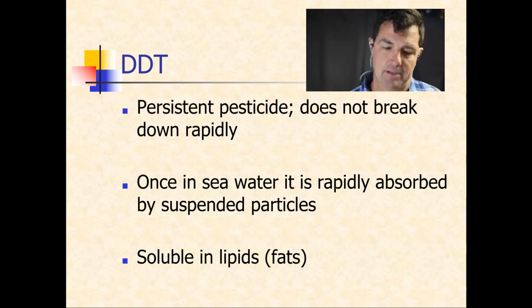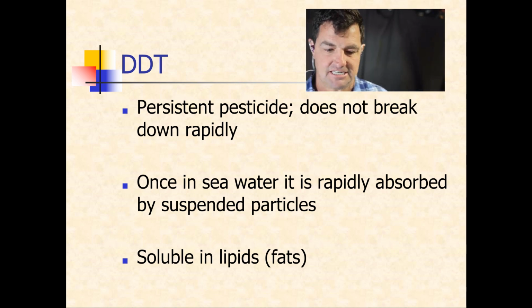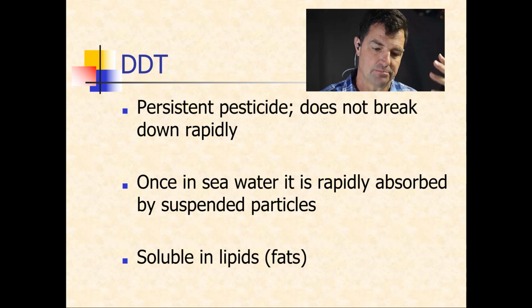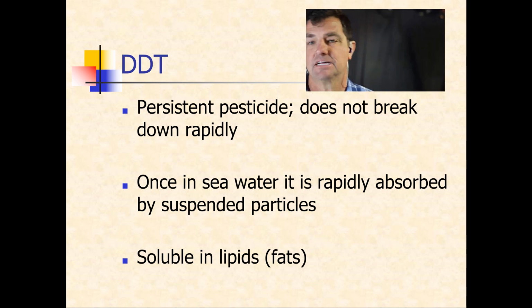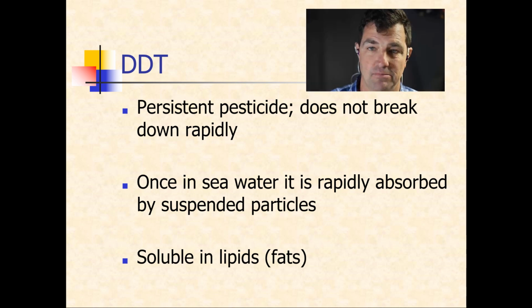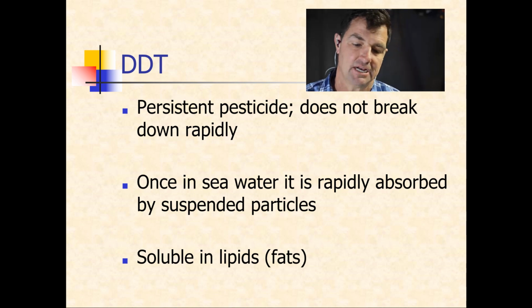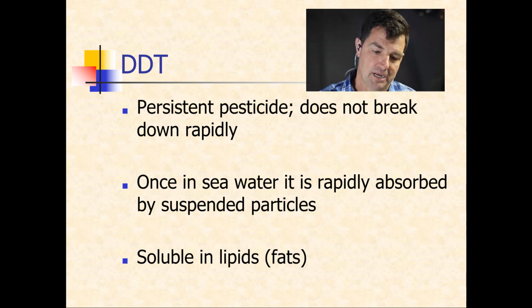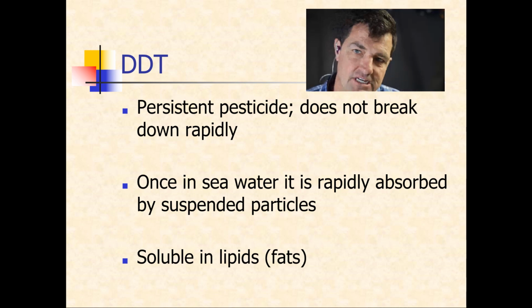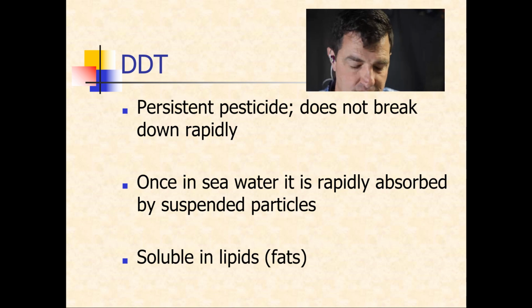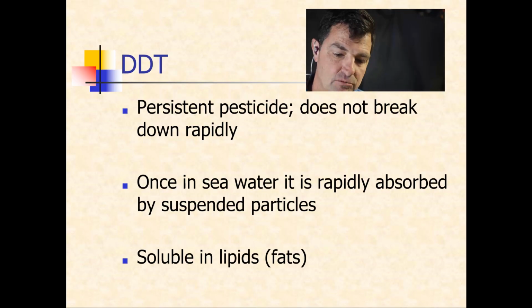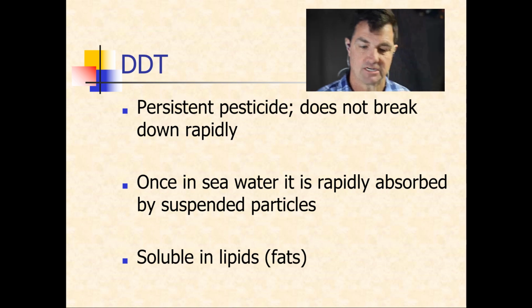A pesticide is something that's used to kill insects, and DDT is considered a persistent pesticide because it doesn't break down over long periods of time. It was originally considered a miracle chemical because when it was used in Africa, as an example, the mosquito population went down, and with that, malaria went down as well. But with DDT, once it gets into a water supply, it's rapidly absorbed by phytoplankton and organisms that are photosynthetic.